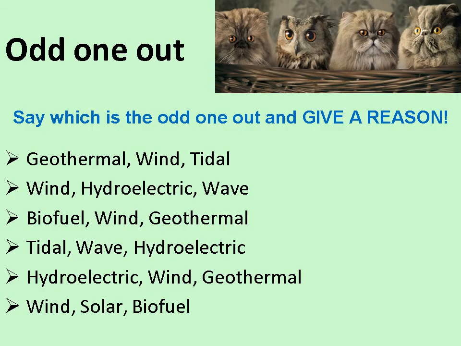Okay, so this is just a little optional task to finish off the lesson. You can have a look at these examples of renewable energy resources in their triples and say which one you think is the odd one out and give a reason. There's more than one answer to each one, but just to get you to think about which one is the odd one out and give a reason.